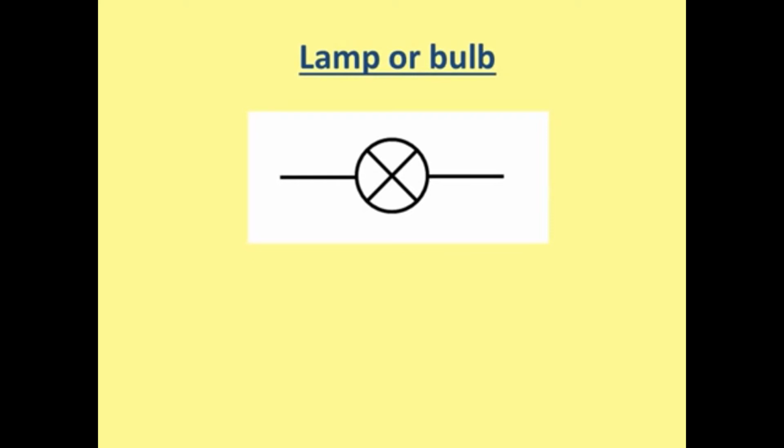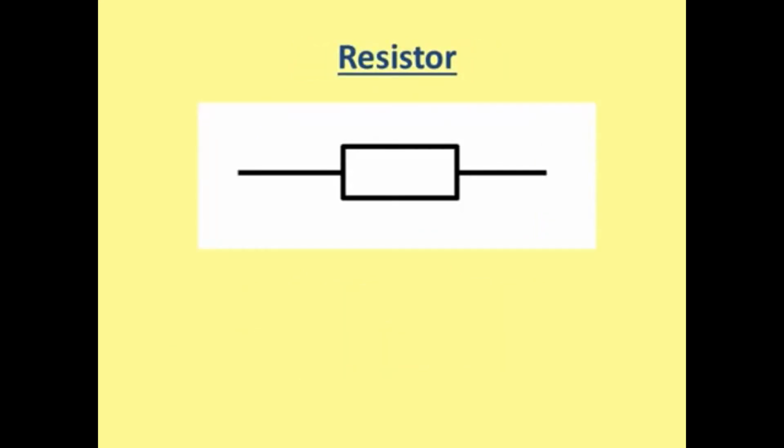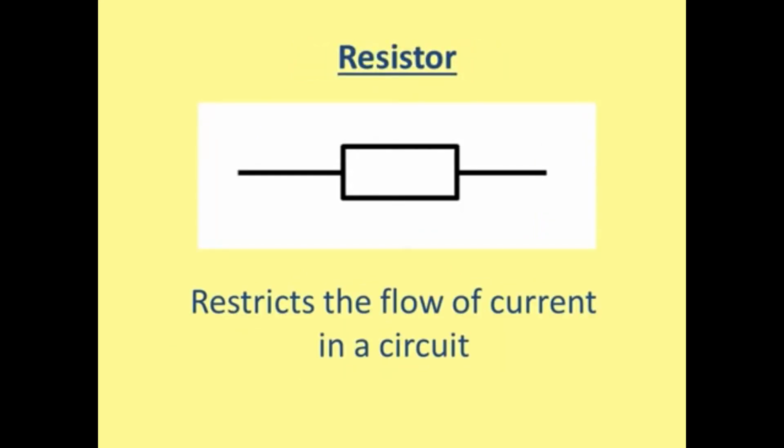Lamp or bulb. This gives off light when electricity passes through it. You may be able to work out from the other videos that as energy goes through the light bulb, the energy is taken from the electron and given to the light bulb, and the energy is transferred into light. Here's a resistor. Resistors restrict the flow of current.